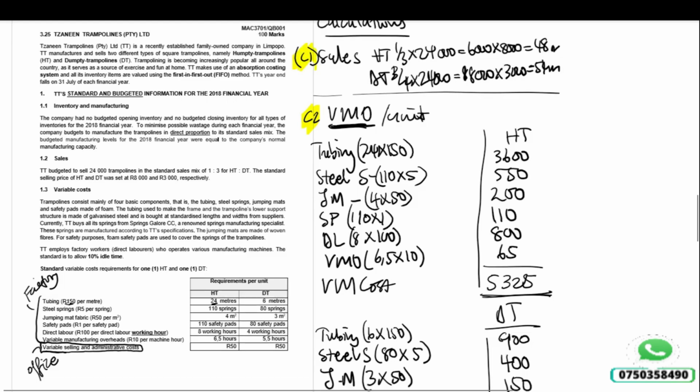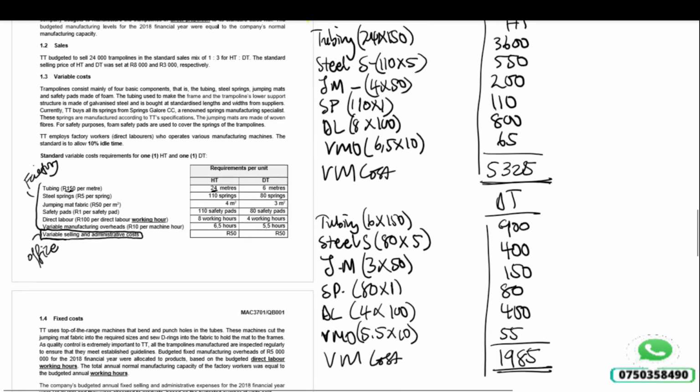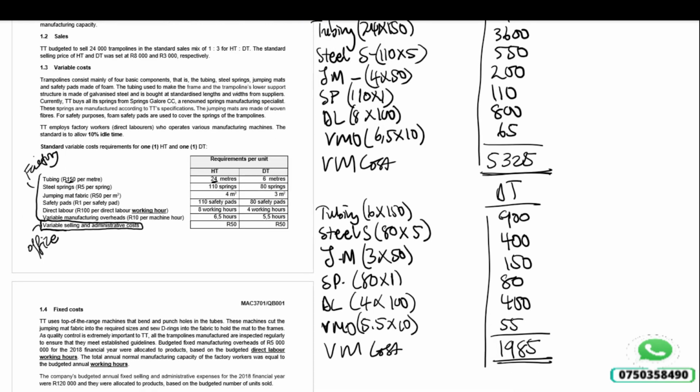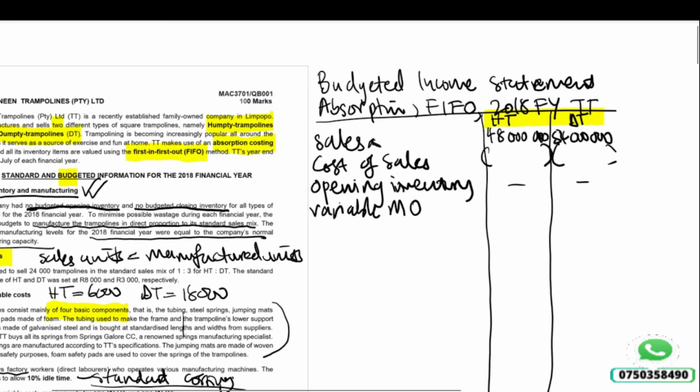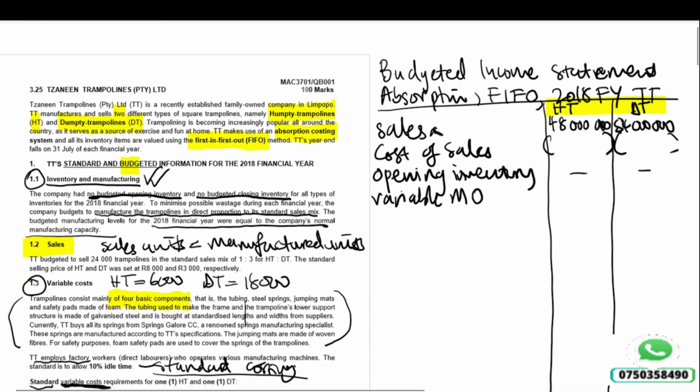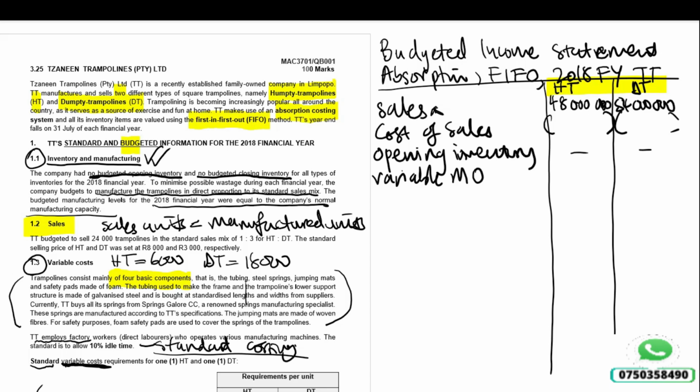So what I need now is that I need to know how much was the variable manufacturing cost. So it means I have to go back to my statement here. Remember, I included variable manufacturing cost, variable manufacturing cost is supposed to come here.